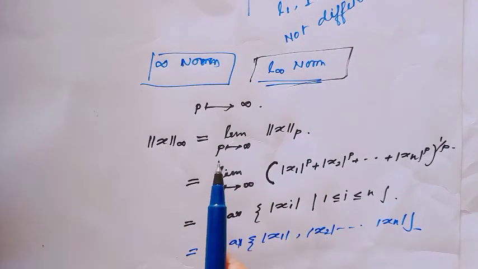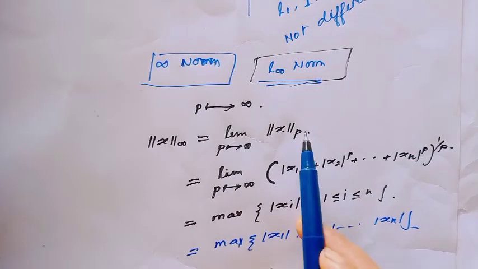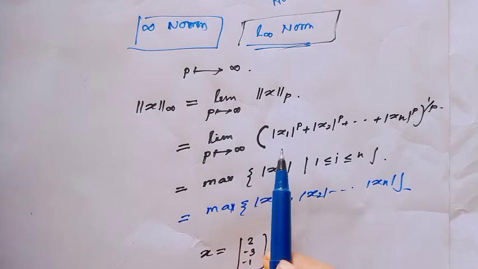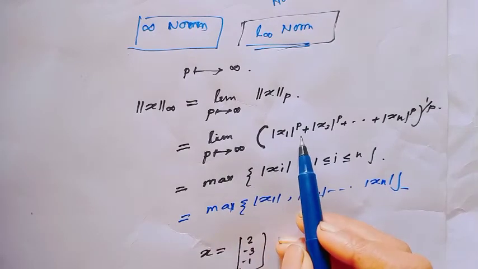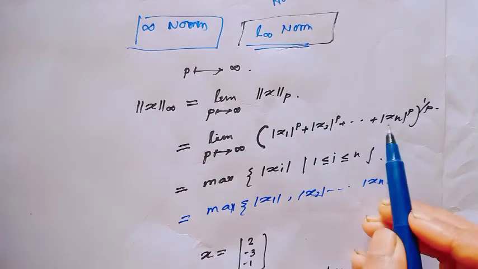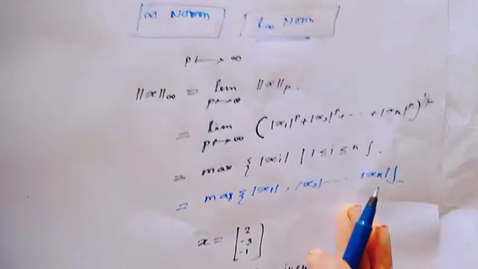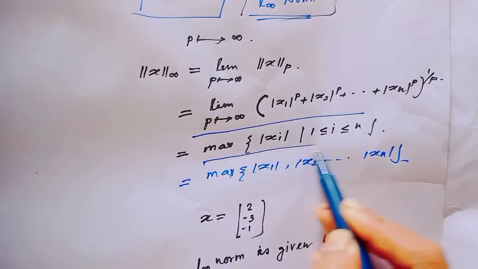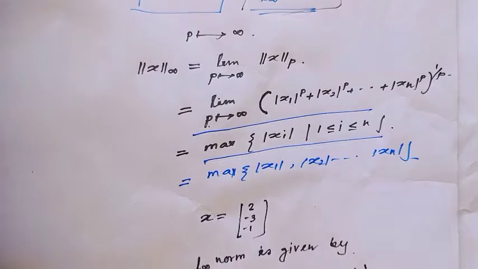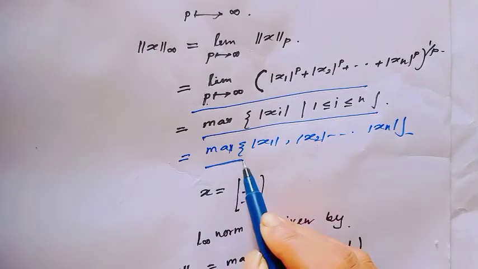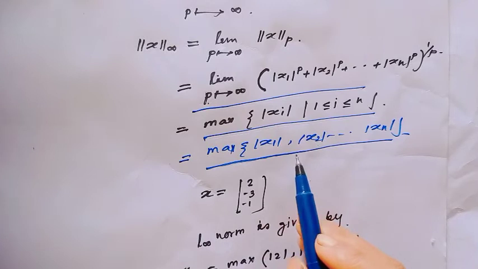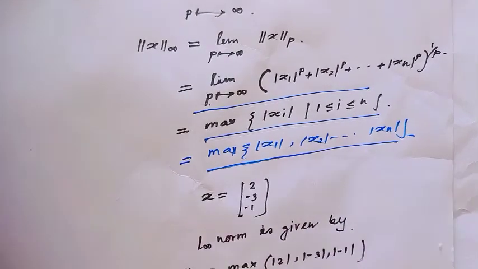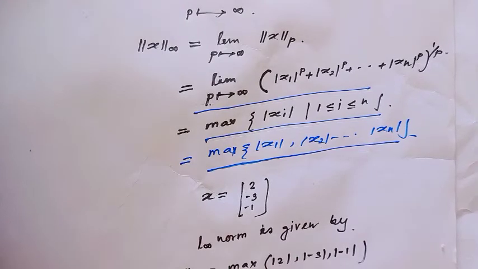The norm of x infinity is equal to the limit as p tends to infinity of the norm of x p, which is equal to the limit as p tends to infinity of (x1 to the power p plus x2 to the power p up to xn to the power p) to the power 1 over p. And from this expression, since this is the limit as p tends to infinity, this implies the maximum of the absolute value of x1, absolute value of x2, up to absolute value of xn. Are you getting the L infinity norm clearly?